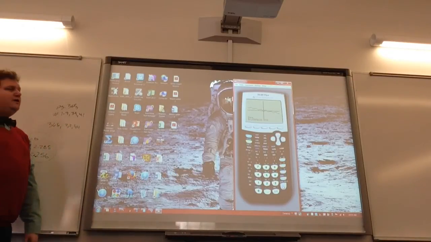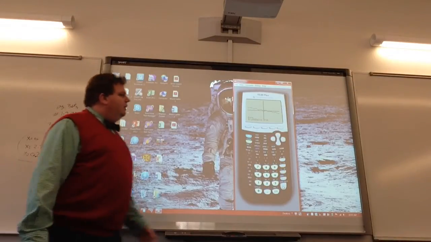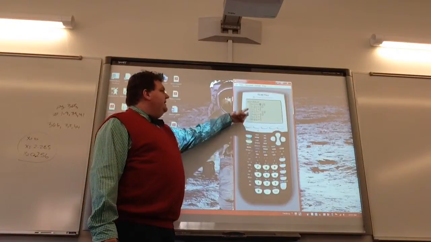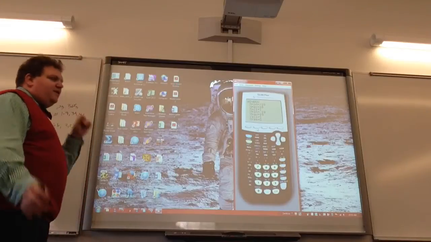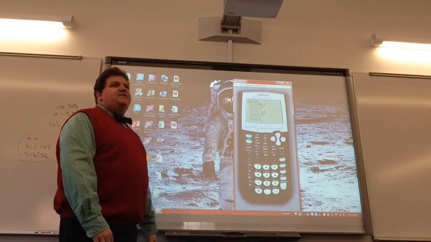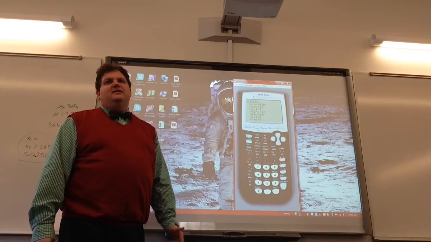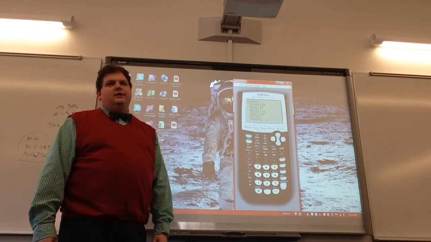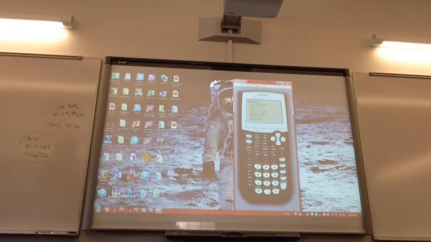The one thing, too, is sometimes they'll say find all the answers between certain endpoints. Go ahead and go into your calculator's window and enter those endpoints as your x minimum and maximum. Get yourself a smidge of space. So if it's from 0 to 2 pi, enter from like -1 to 3 pi or something like that, just to give you a better picture.